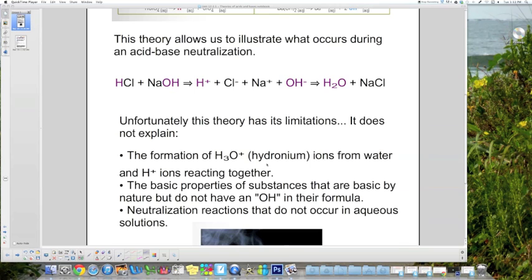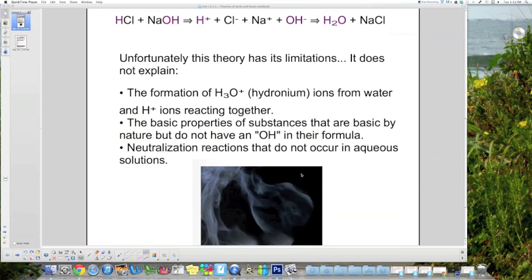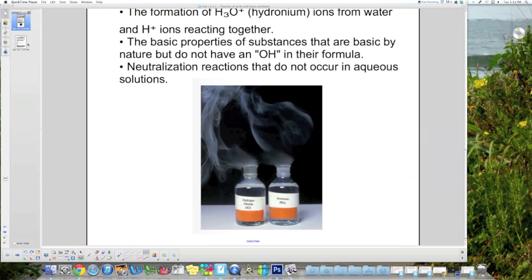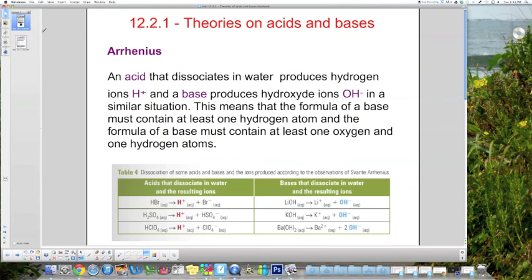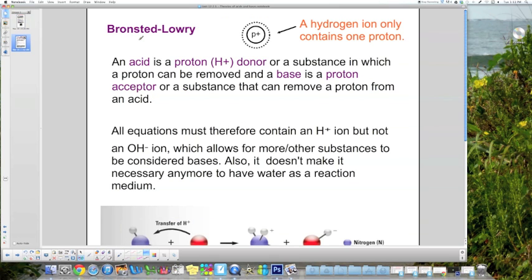And lastly, sometimes you can have neutralizations that don't occur in a water environment, in an aqueous environment. We only saw aqueous environments so far, but it's not always the case. So how do we explain those neutralizations that don't happen in water? Again, this theory does not explain that. So we're going to have to move on to a second theory, which is the Bronsted-Lowry theory. Last year's was the Arrhenius theory, and now we're adding the Bronsted-Lowry theory.